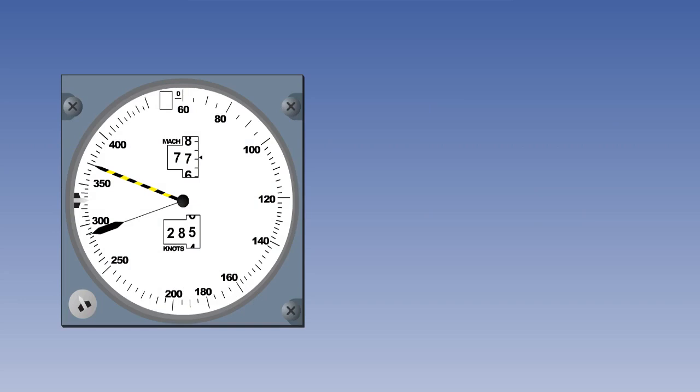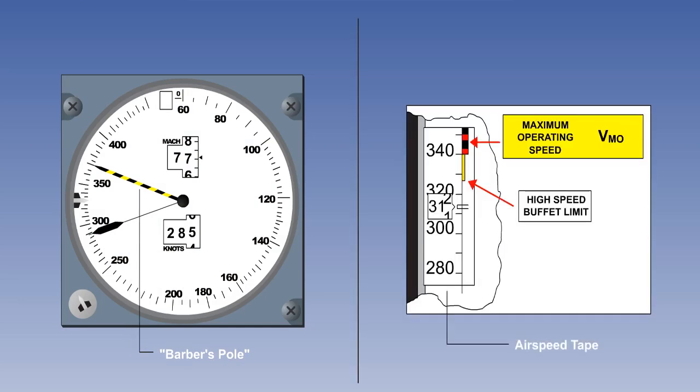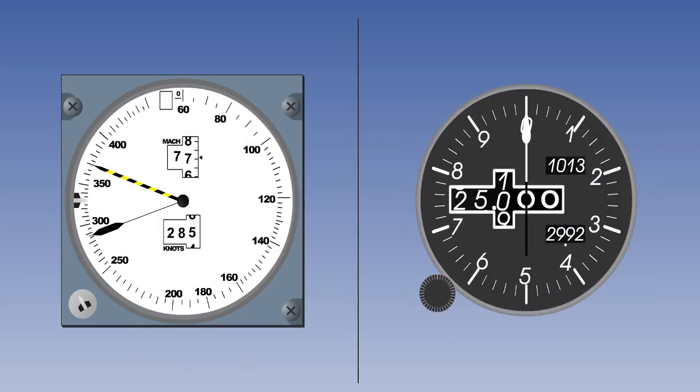The maximum allowable airspeed is shown either on the airspeed indicator by means of a barber's pole or on an airspeed tape on the primary flight display. Initially, during the climb, VMO is the limiting speed and is indicated by the barber's pole.